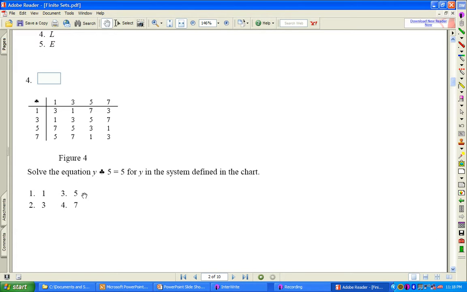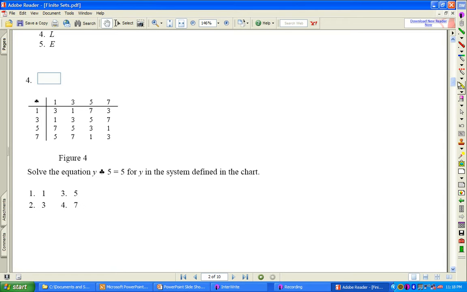Alright, question number 4. Question number 4 says solve the equation y club 5 equals 5 for y in the system defined in the chart. Well, here's our chart. What we want to do is figure out what y has to be in order to get it back to 5. So whatever we pair up with 5 has to produce 5 once again.